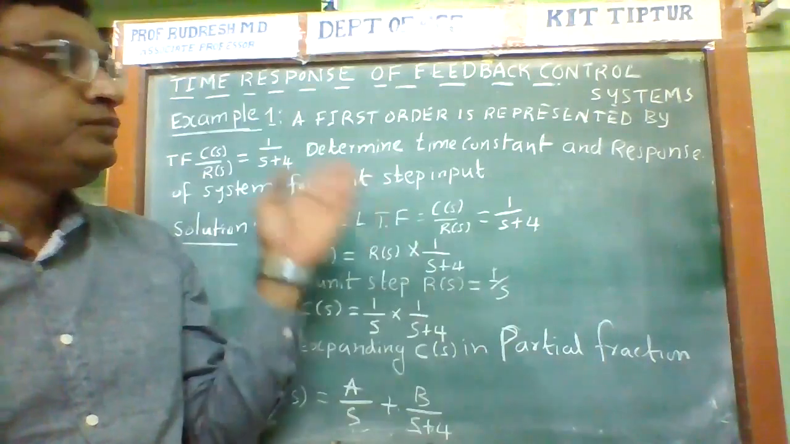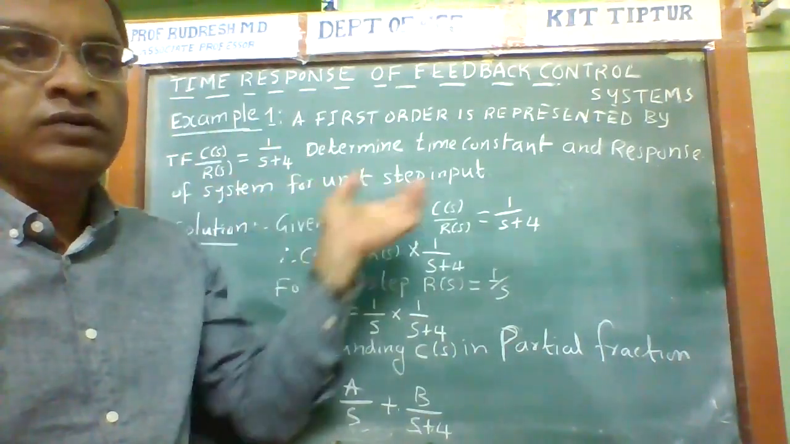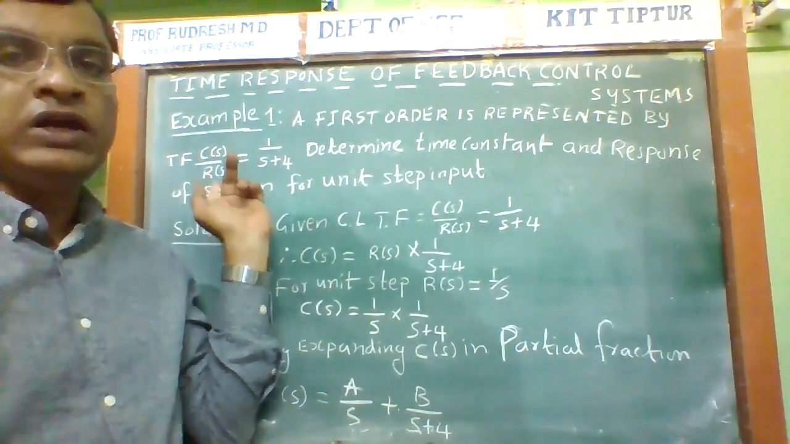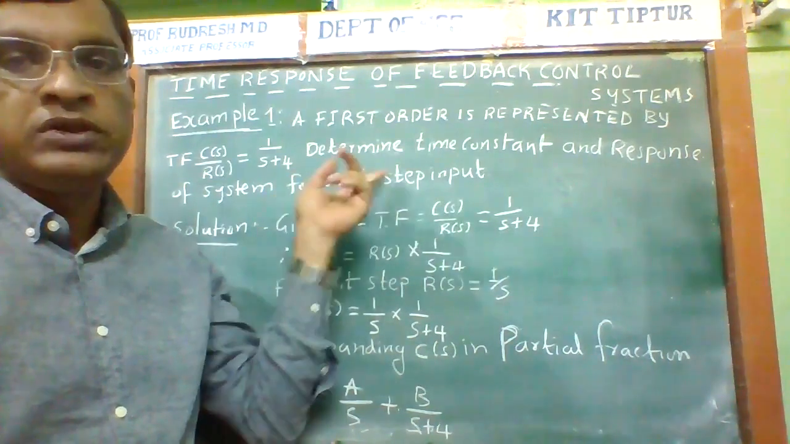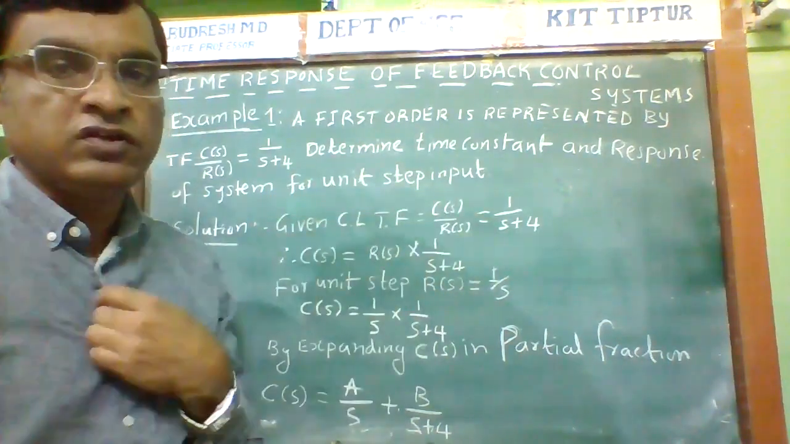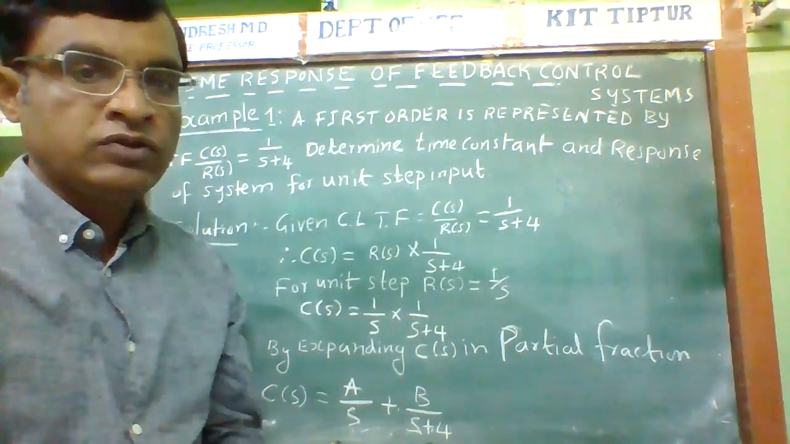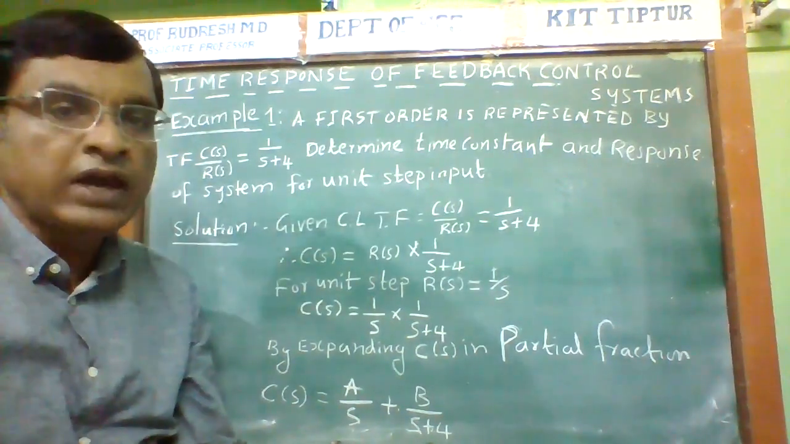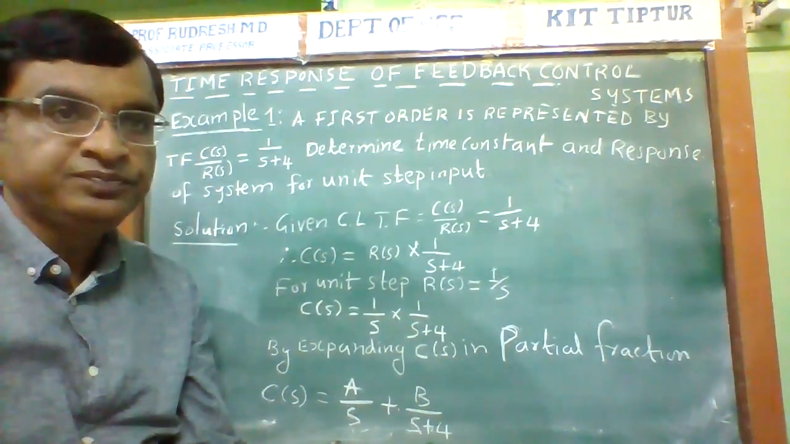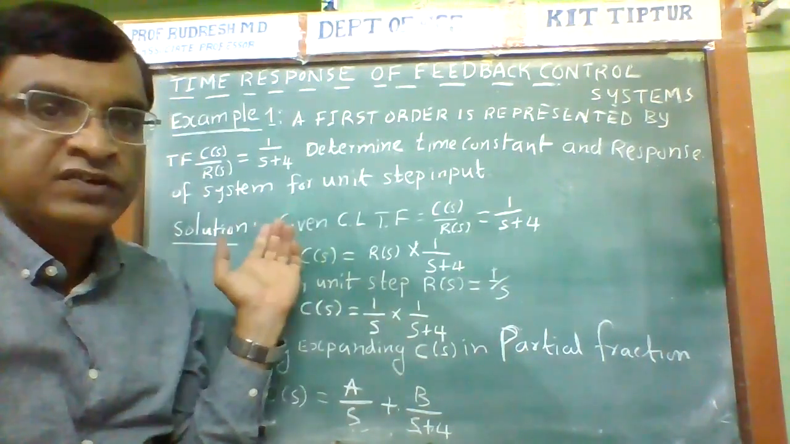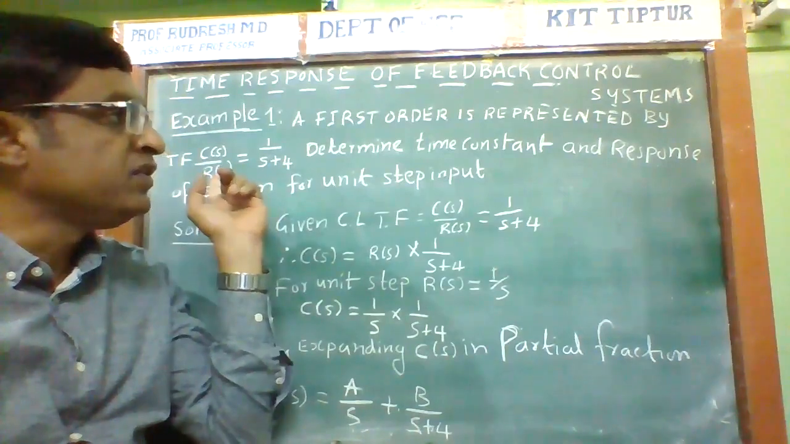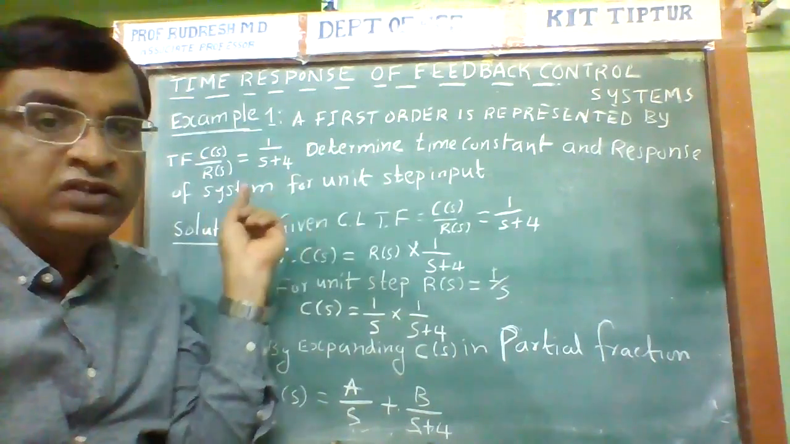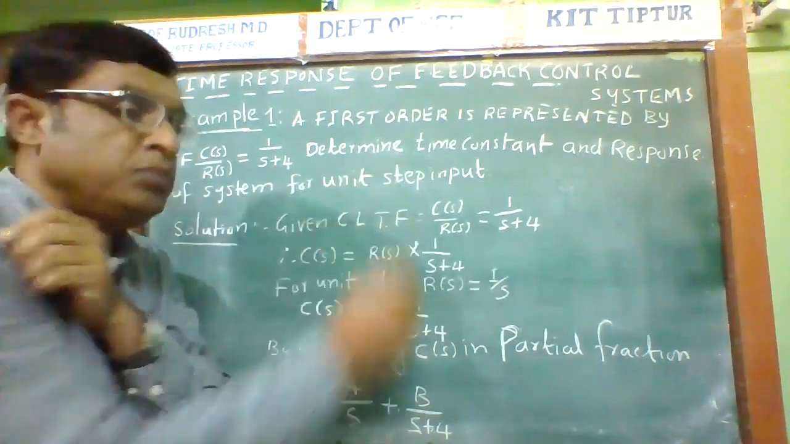In this particular example, the first order closed loop transfer function is given directly, and we are asked to determine the time constant and the response of the system for the unit step input. That is, find C of t and also the time constant T of the first order system. Here C of s divided by R of s is given.